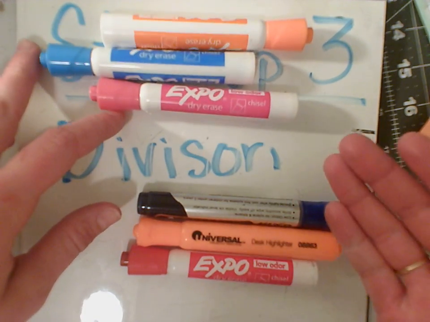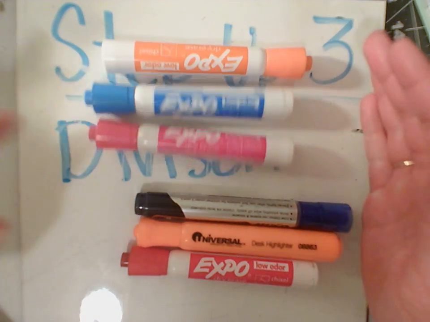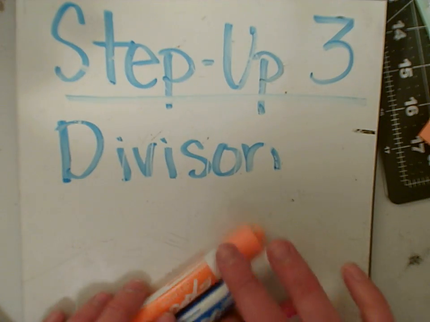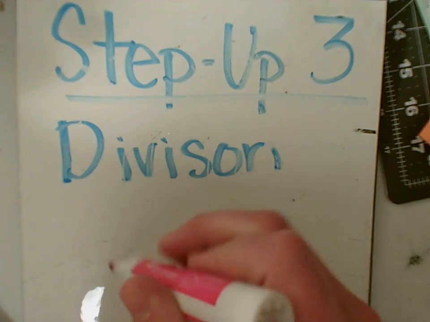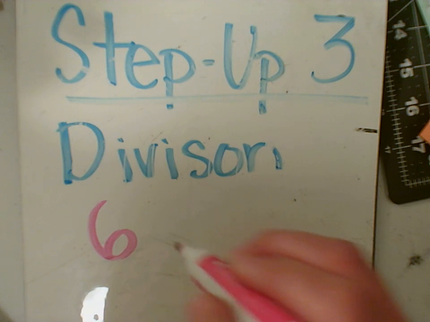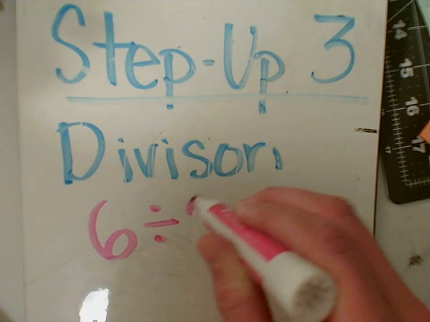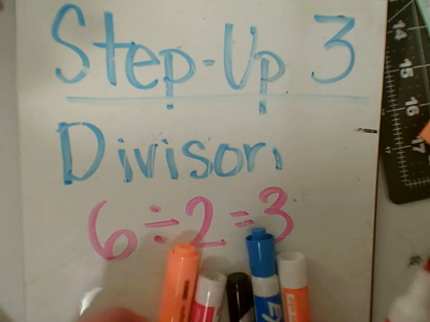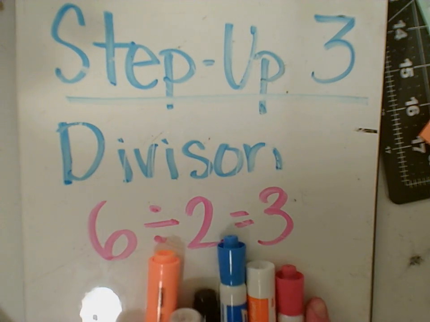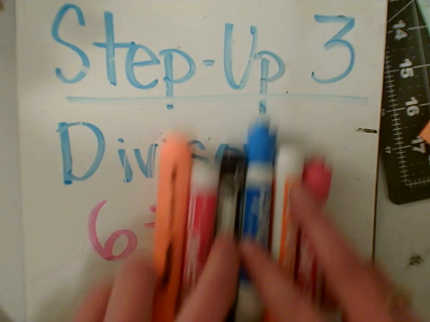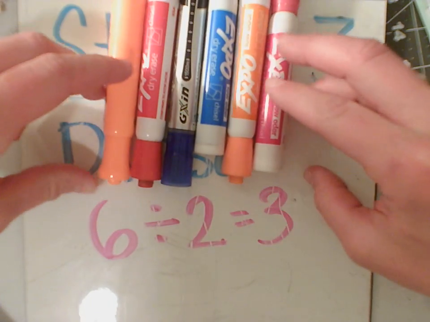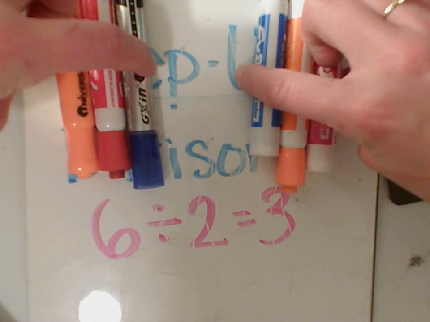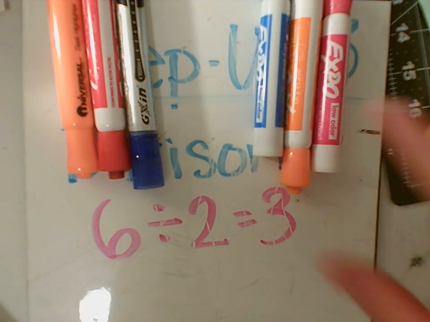So we just divided these 6 markers into 2 equal groups. And this is what our number sentence would look like. 6 markers divided into 2 groups equals 3. So here's our 6 divided into 2 equal groups, which equals how many in each group? 1, 2, 3.